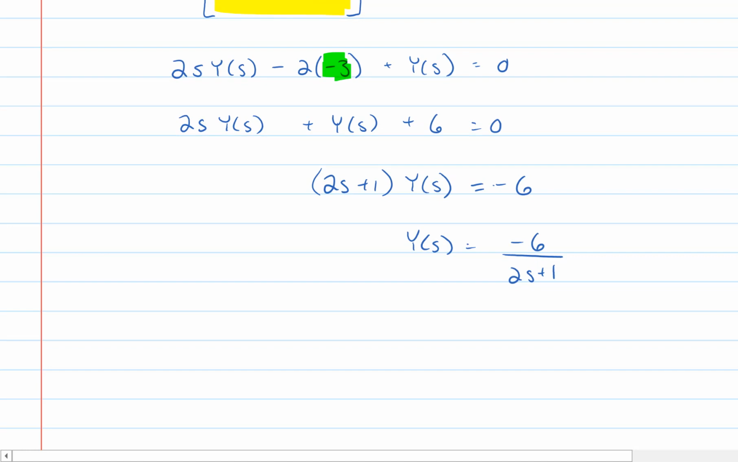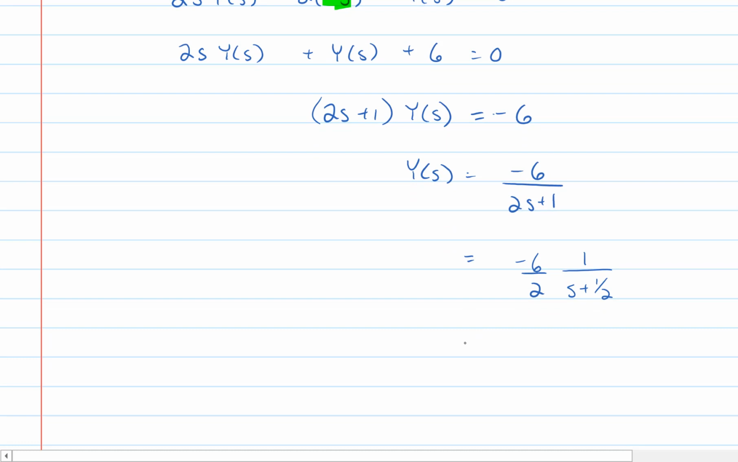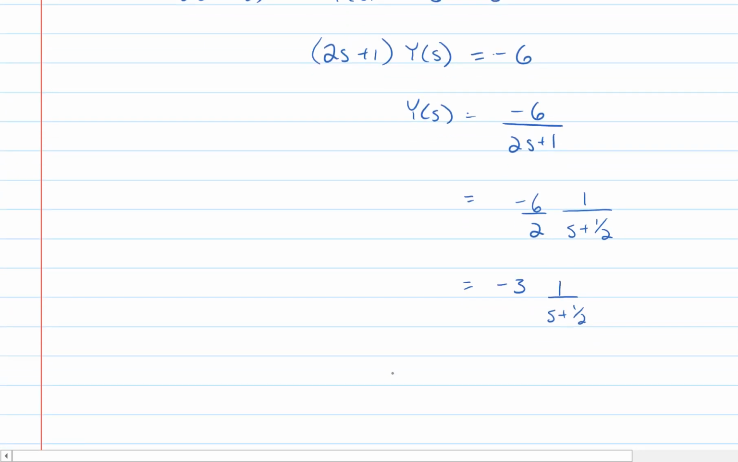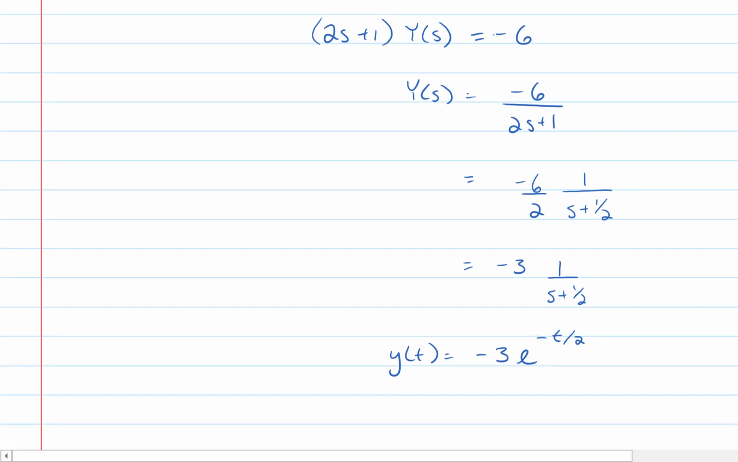And now we have to take the right-hand side and make it into a form that looks exactly like one of the entries in our Laplace transforms table. So what we really want is s plus something, so I'm going to factor out a 2. I get s plus a half here. I'm going to stick the negative 6 out in front as well. So I've pulled a 2 out of the denominator. I'm pulling the negative 6 out front. So that just gives us negative 3 times 1 over s plus a half. And so taking the inverse Laplace transform of both sides, I get y of t is equal to negative 3 e to the negative t over 2. And that's our answer.